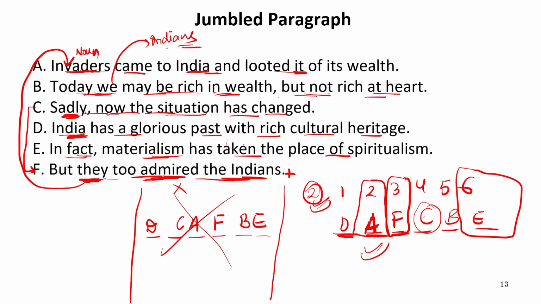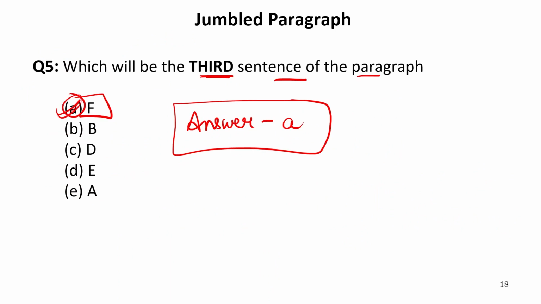Now let us read the passage again. So the passage is, India has a glorious past with rich cultural heritage. Invaders came to India and looted it of its wealth, but they too admired the Indians. Sadly, now the situation has changed. Today we may be rich in wealth, but not rich at heart. In fact, materialism has taken the place of spiritualism. So this is the correct sequence of the passage and the questions that we have already done.